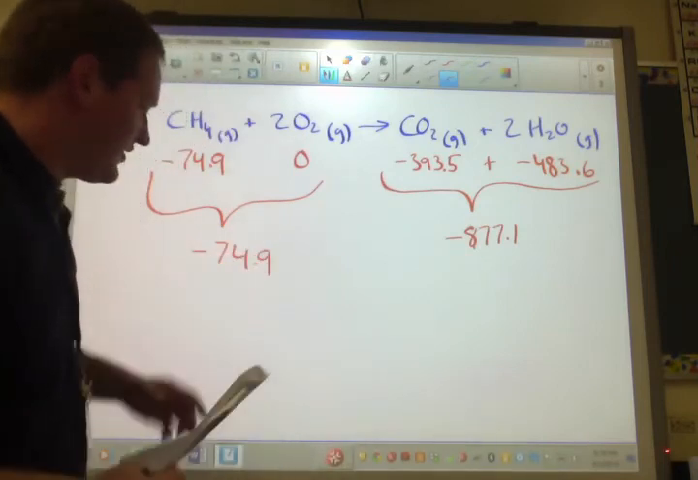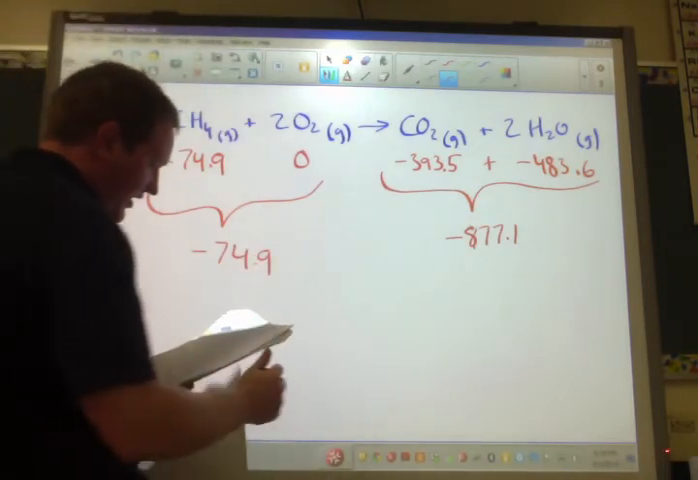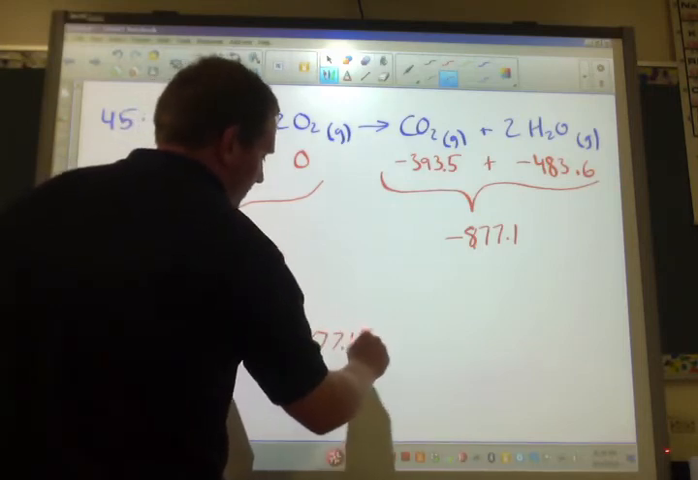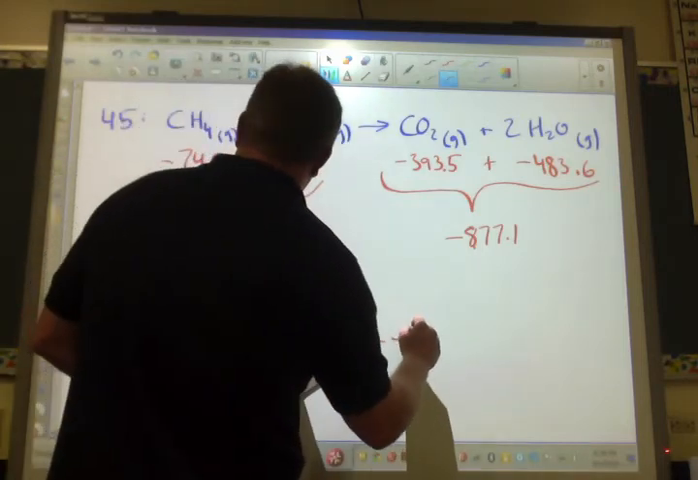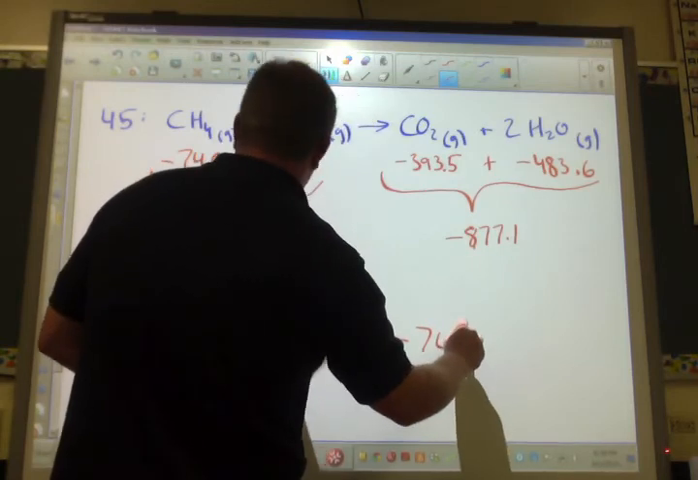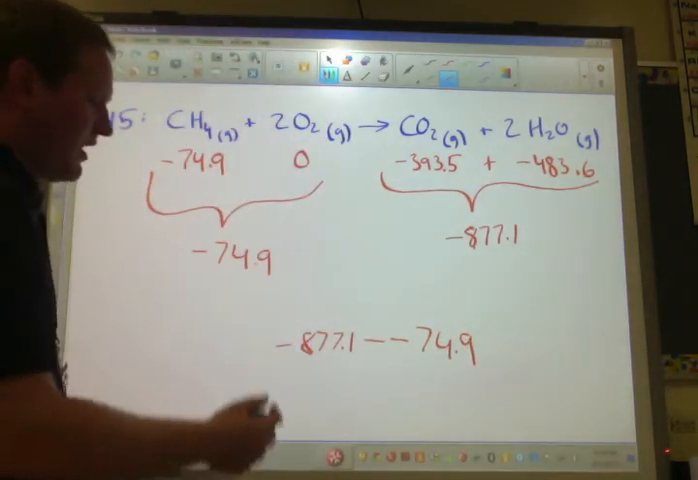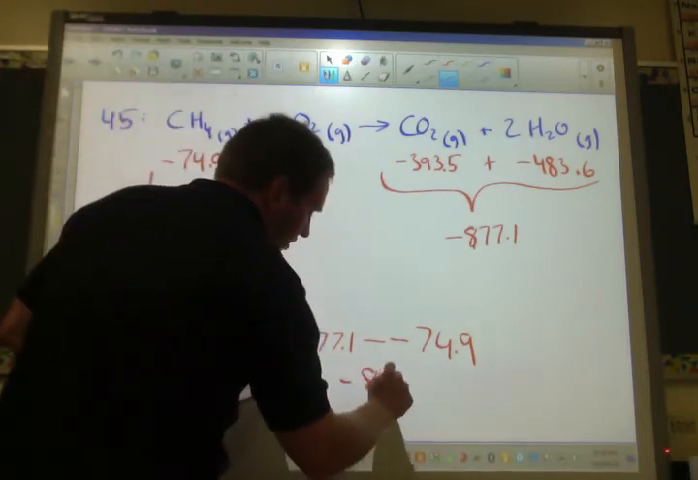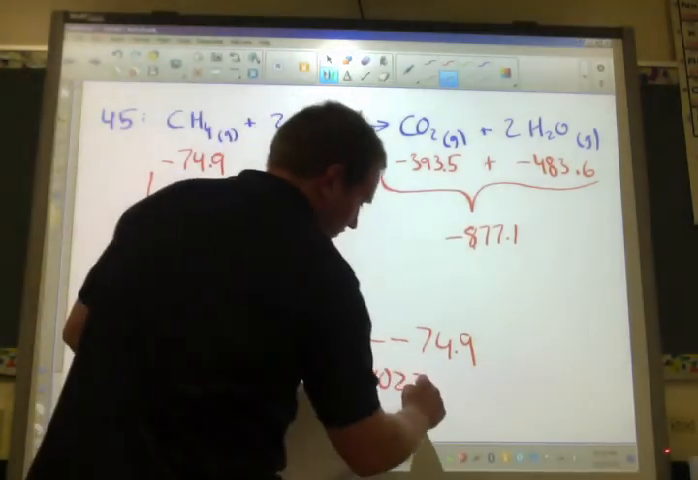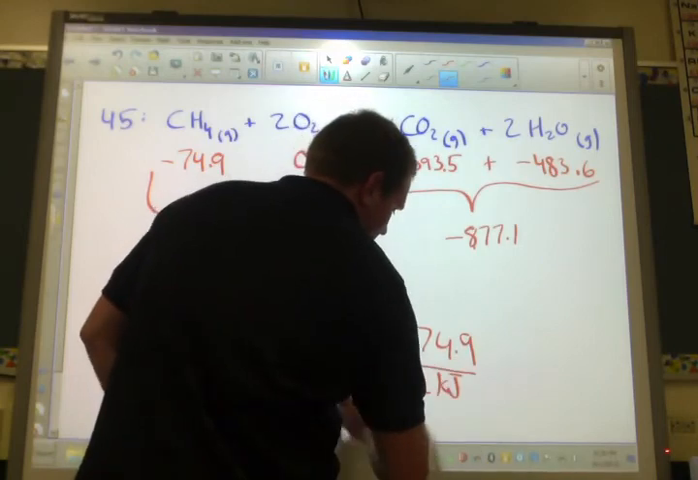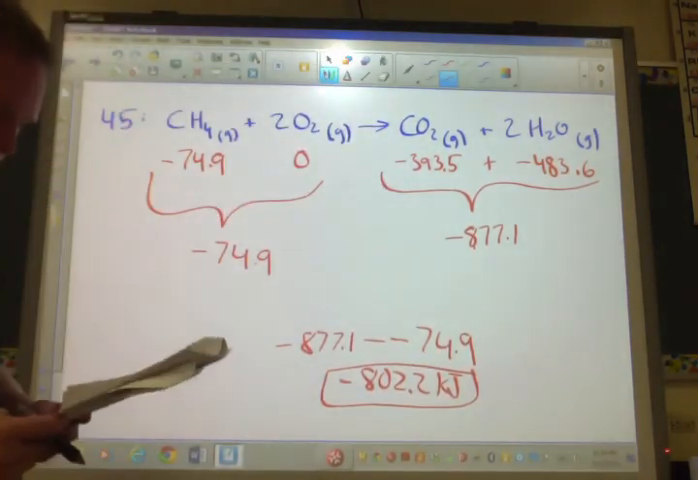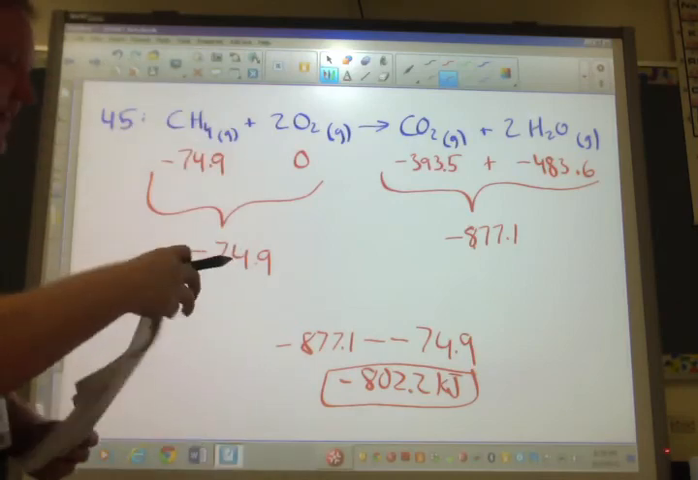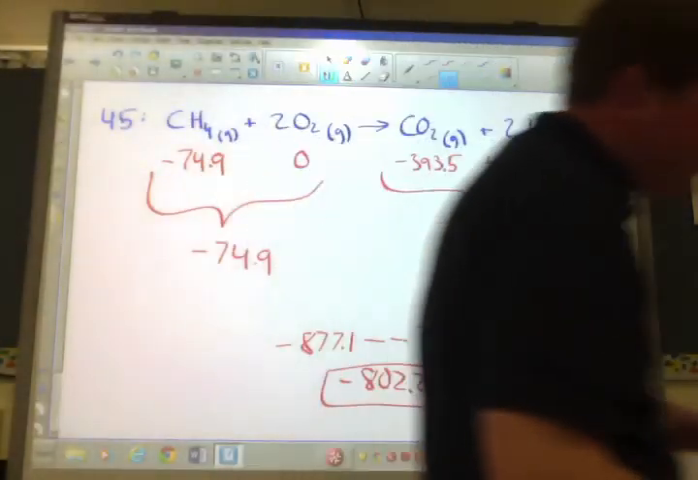This minus this gives us our answer. Very careful you don't mess that up. So negative 877.1 minus negative 74.9. Minus minus really just equals plus. If we work this out, we get negative 802.2 kilojoules. We know this is exothermic because that value is negative.